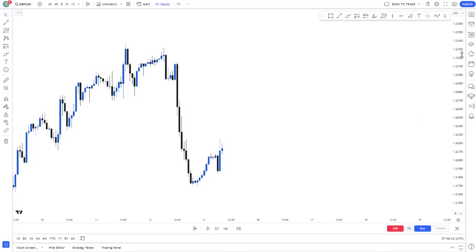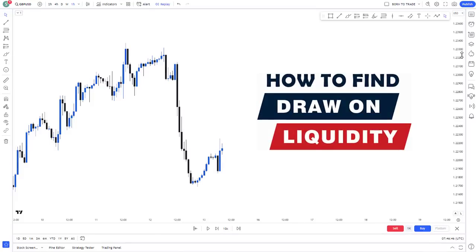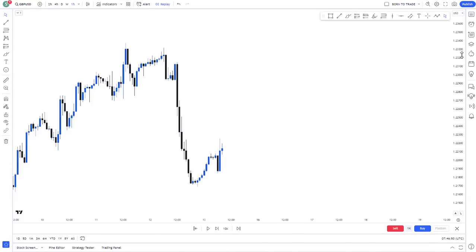Now, one thing I want you to do is you have to always use the higher time frame to find your draw on liquidity. Then you can drop to your lower time frame for entry. Your higher time frame could be your 4 hours, 2 hours, or 1 hour, and your entry time frame could be your 15 minutes, 5 minutes, or 3 minutes time frame. So in this video, I'm just going to show you how to find draw on liquidity. That is the area where price is likely to go next.